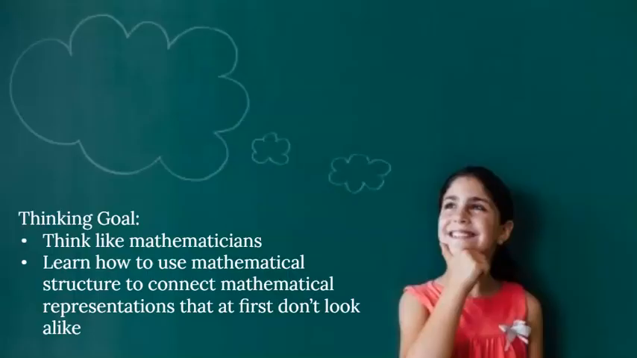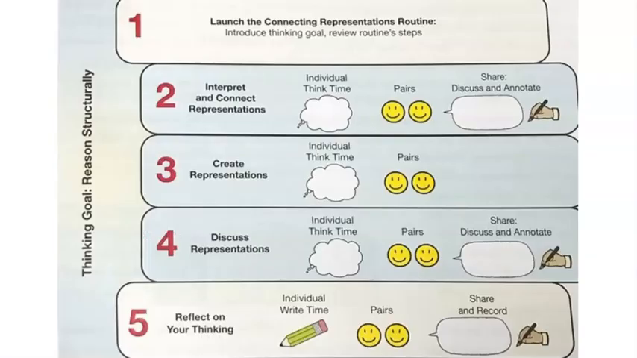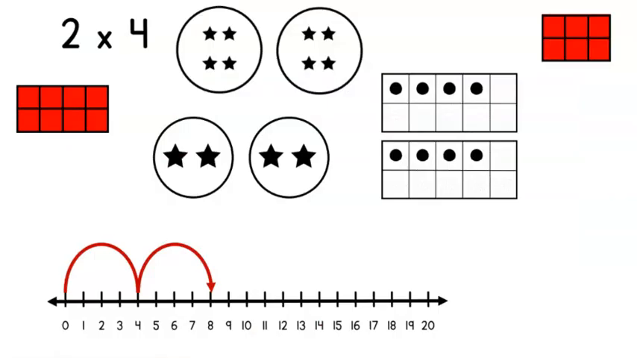The teacher will outline the thinking goal, as you can see here. Next, the teacher will provide an overview of the routine so the students understand the process. Let's model an example of this routine. I will show you different representations. Can you identify those that are related?